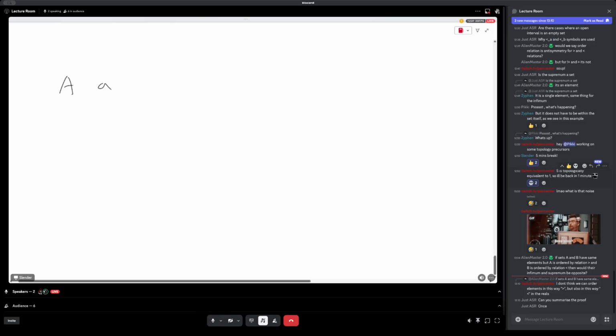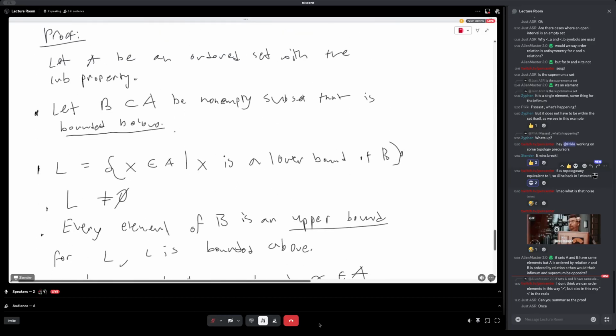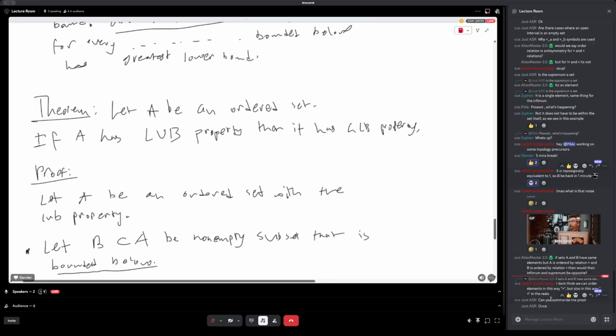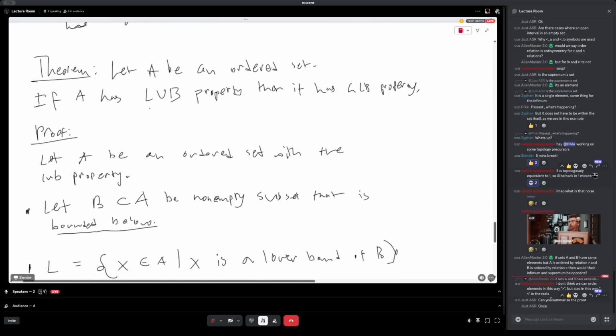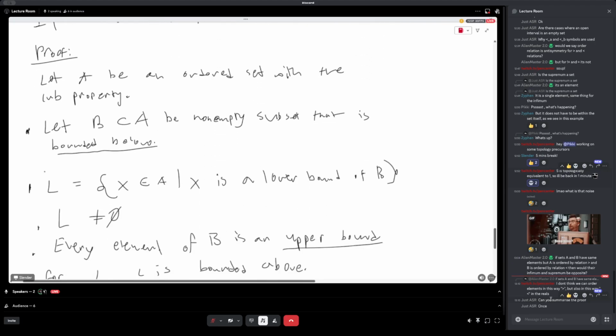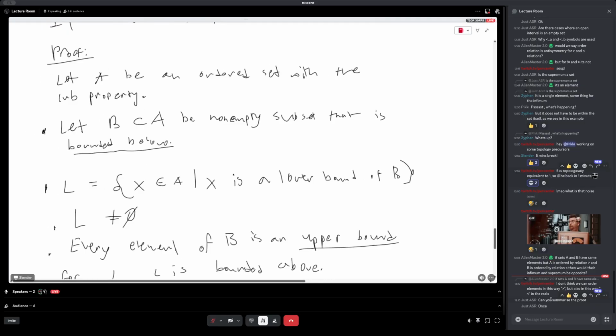We have a question asking to summarize the proof. Oh, okay. So basically the theorem says that if an ordered set has the least upper bound property, then it also has the greatest lower bound property. So here's how we did our proof. First we defined the set A to be an ordered set with the least upper bound property. Then we picked any non-empty subset of A that is bounded below. We call that B.